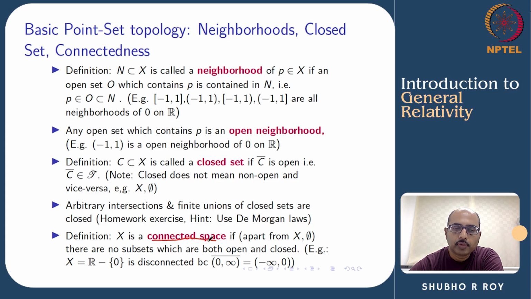Okay, so X is a connected space. A topological space is connected if, apart from these two prominent exceptions, which are the full set and the null set, there are no subsets which are both open and closed at the same time. As I said, the full set and the null set are of course both open and closed at the same time. Now, if there are no other subsets which have this property of being open and closed at the same time, then we know the space is connected.